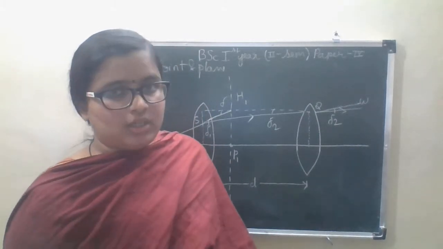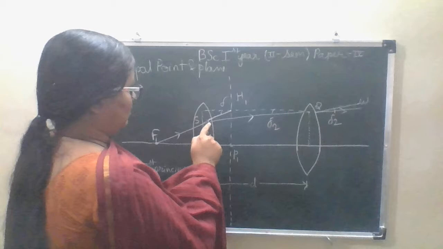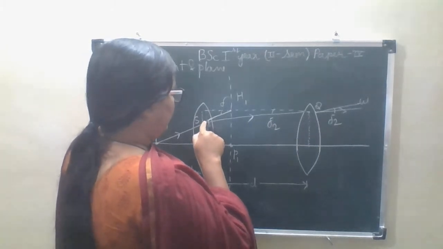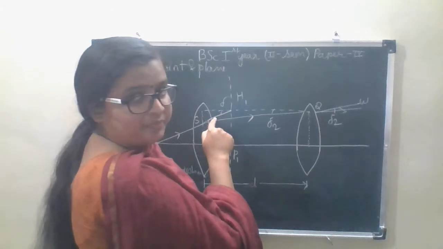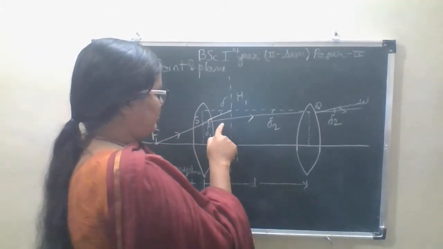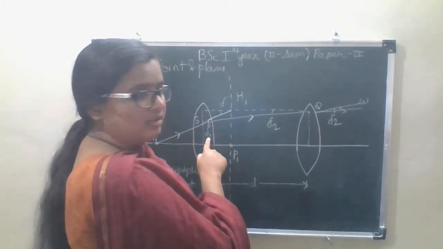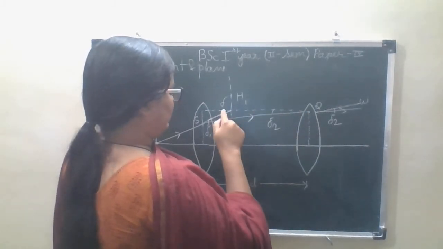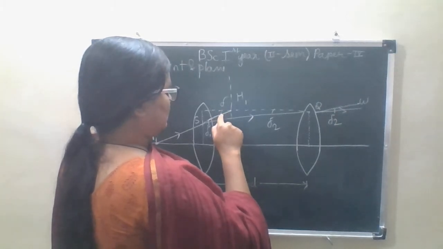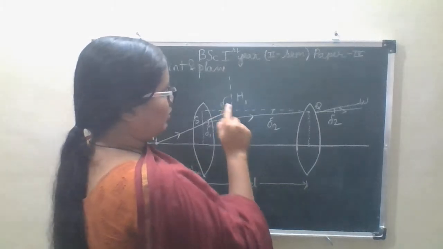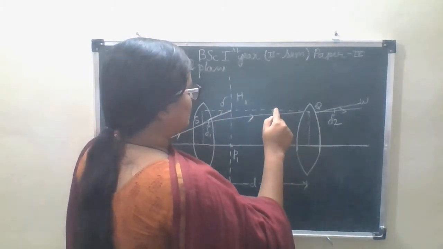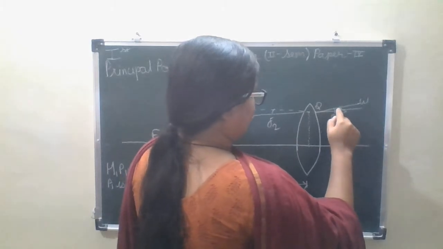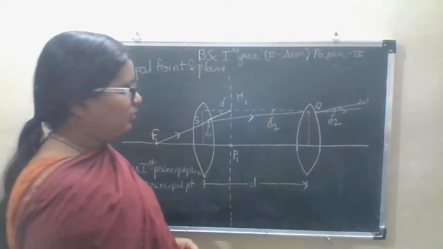And now we will see how the angles are formed. The angle between the emergent ray and the extended incident ray is delta 1, and the angle between the extended emergent ray and the incident ray is delta 2.